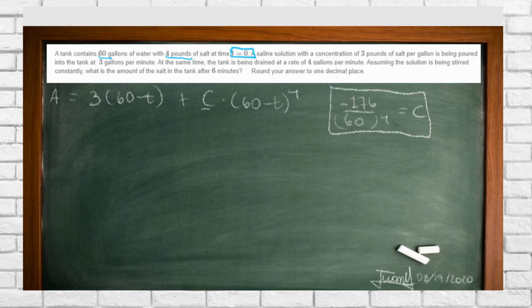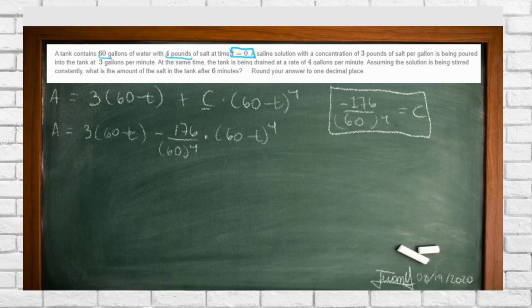So as we discussed previously, our c value is going to be negative 176 divided by 60 to the 4th. So the answer to our differential equation, the amount of salt, is going to be equal to 3 times (60 - t) minus 176 divided by 60 to the fourth power times (60 - t) to the fourth power.